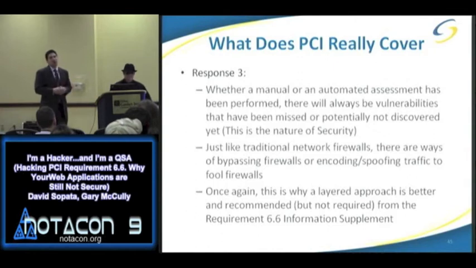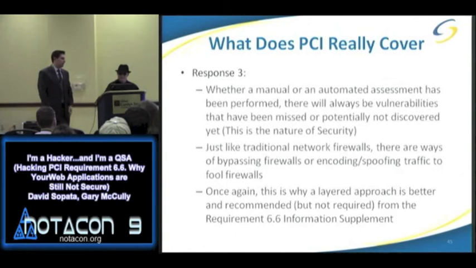And just like any traditional firewall, there's ways of getting around firewalls. There's ways of encoding traffic. There's ways of spoofing traffic, so that you trick the firewall into allowing you to get in. And the same thing happens with web application firewalls. Once again, it's always about using some sort of layered approach, especially from the guidance of the PCI DSS 6 supplement. You have to use some sort of layered approach from penetration testing, vulnerability assessments, and that's what PCI requires.